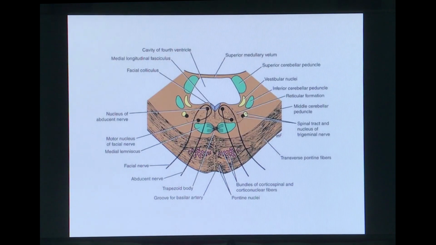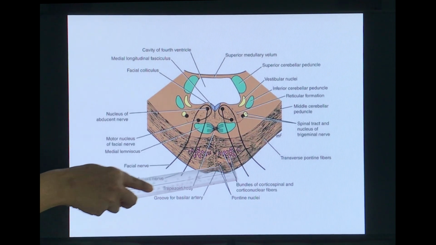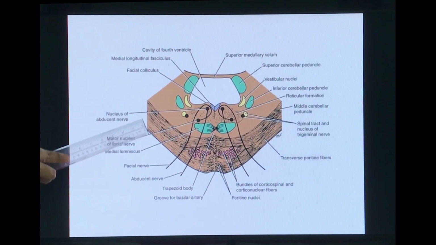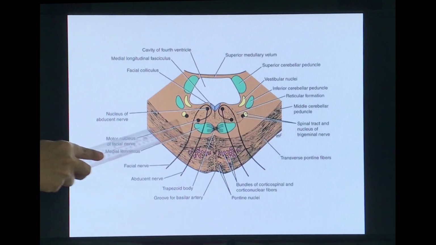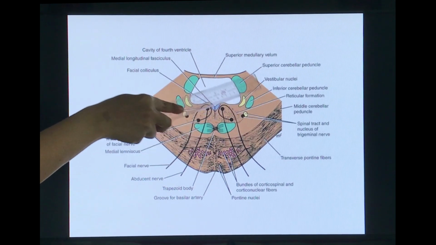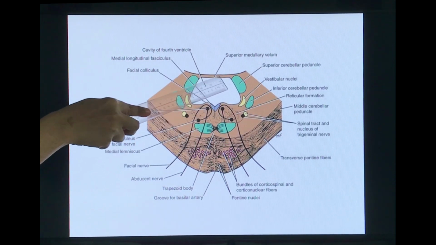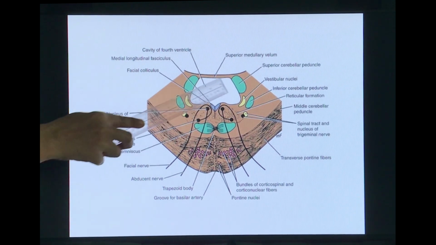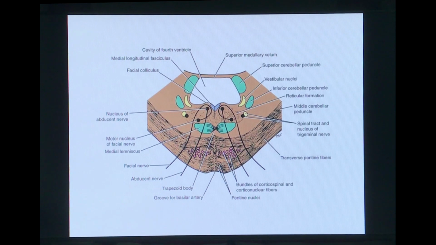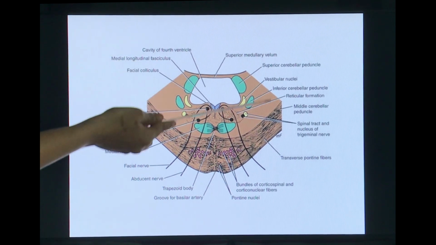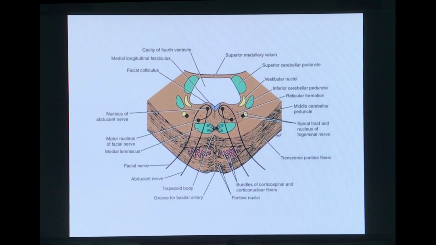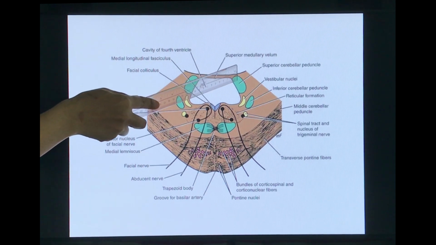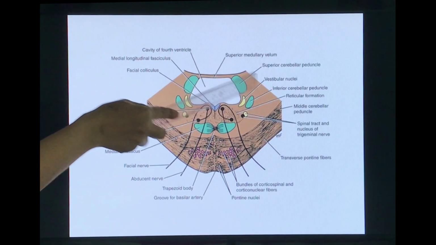So you can see over here, this is the basilar part. As I mentioned, the anterior part of the pons is called the basilar part and the posterior part is called the tegmentum. So here is the cavity of the 4th ventricle. You can see the superior cerebellar peduncle, as I mentioned earlier. Though they are carrying fibers from the midbrain, they all come close together.